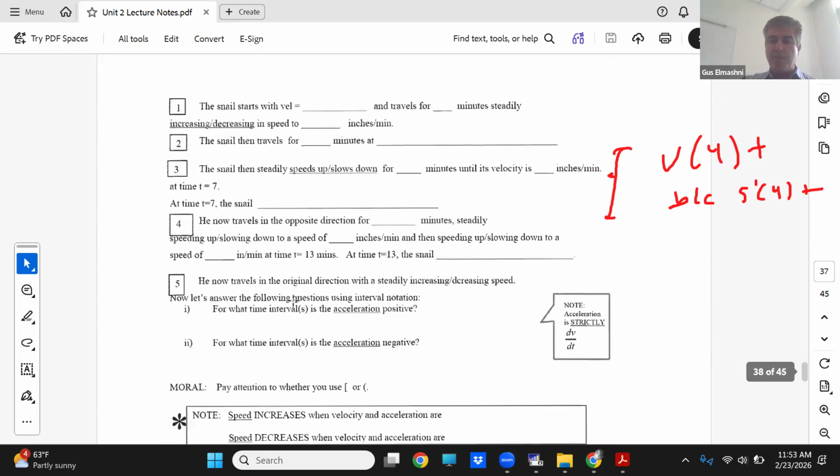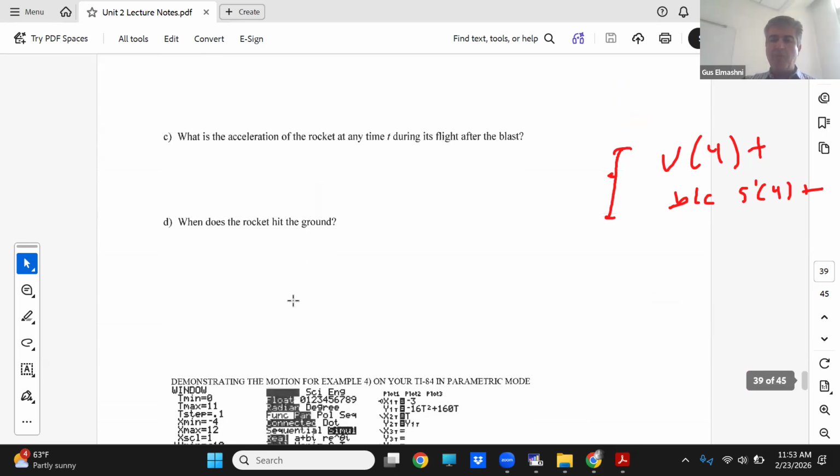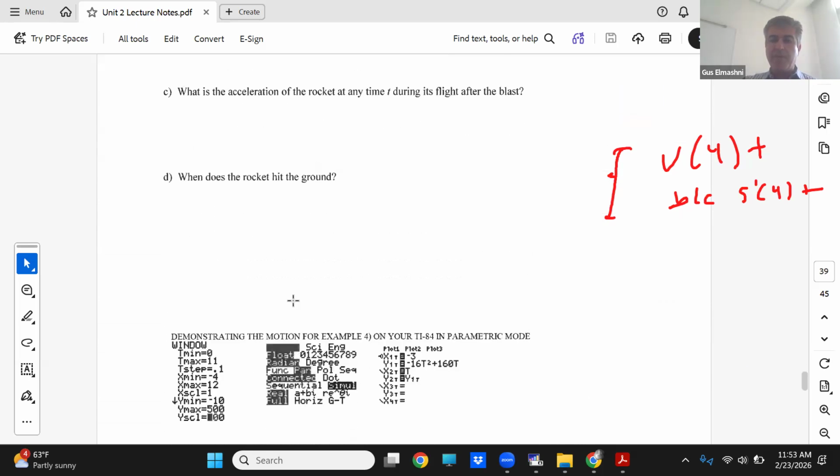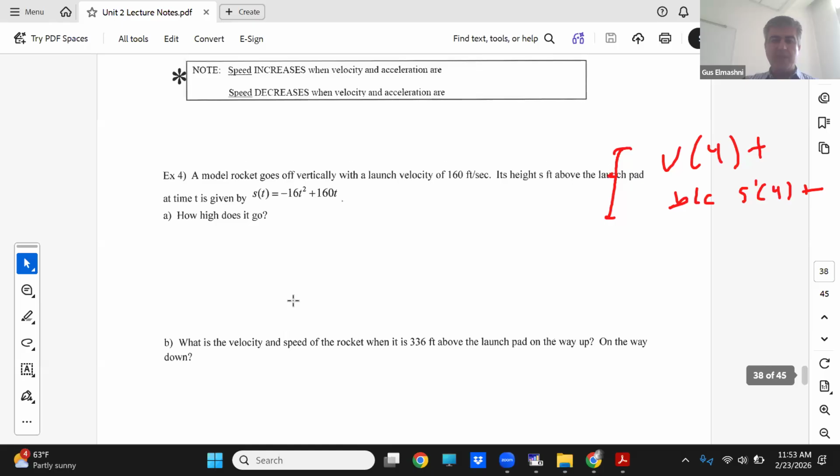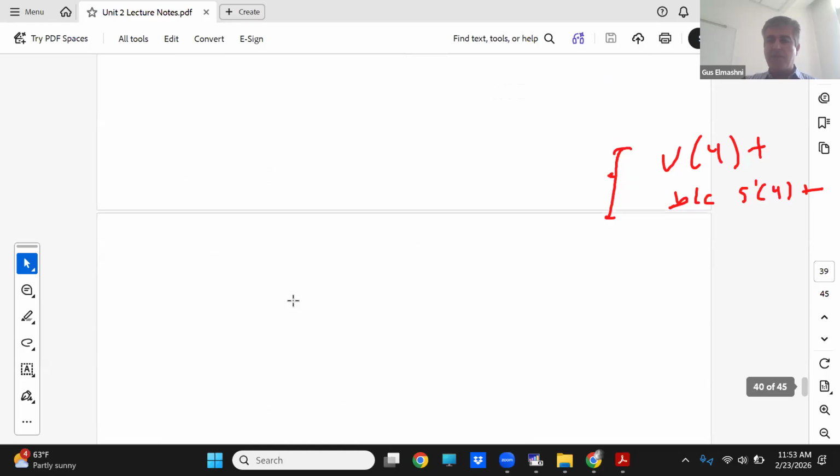We'll look at the snail for example 3. We'll have a really good discussion on that. We'll talk about how it's going to look on the calculator, example 4. These are good discussions to have because I don't want to rush right now.